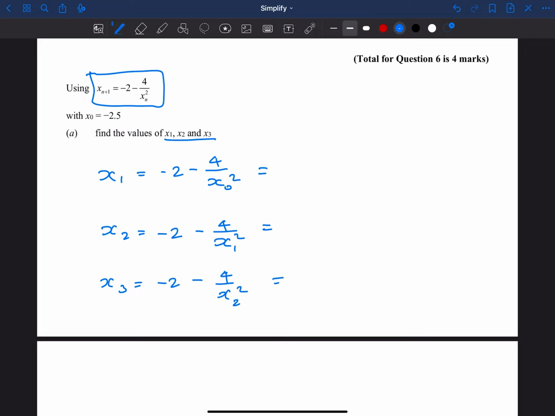Remember what to do on a calculator. You type in the answer, minus 2.5, and then you press the equal sign, which stores it as the answer key. Then you type minus 2 minus fraction sign 4 over answer squared.